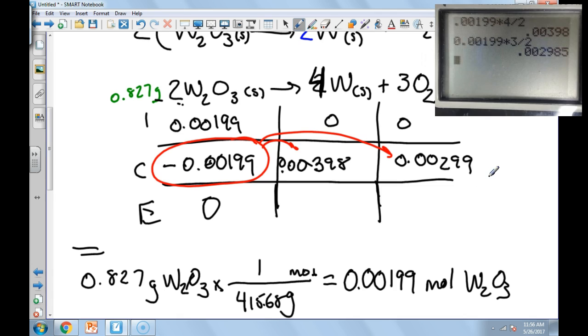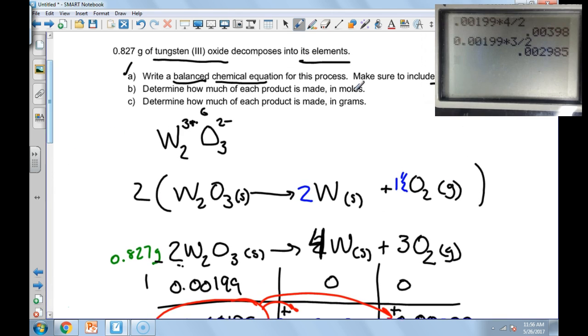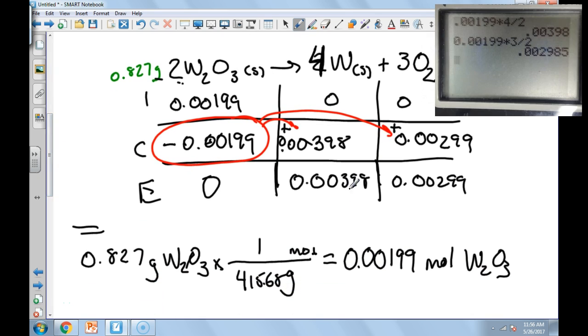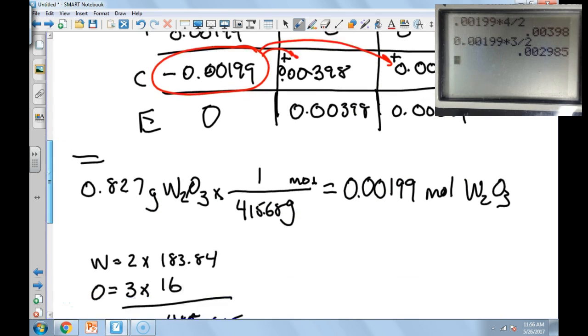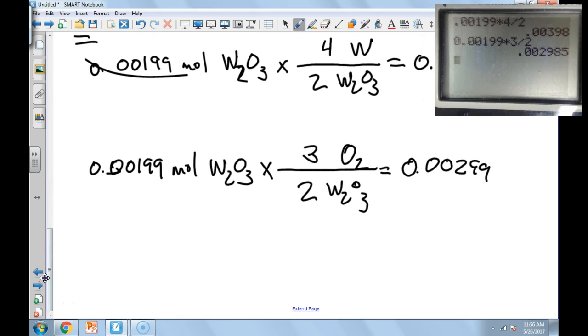Okay. And so now keep in mind that we are making products, so we're going to add that to however much we started with. So this is 0.00398. 0 plus that is 0.00299. And there's our answer. But notice that it asks how much is made not only in moles, which we just did, but now in grams. Okay, so now we have to convert to grams. How do we convert to grams? We use the molar mass. So it's a good thing we looked up molar masses.